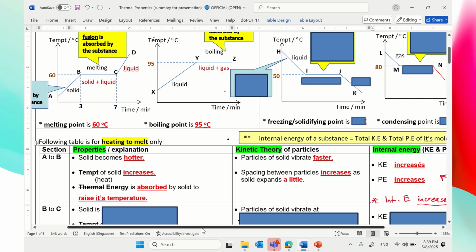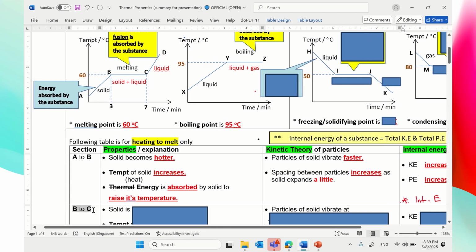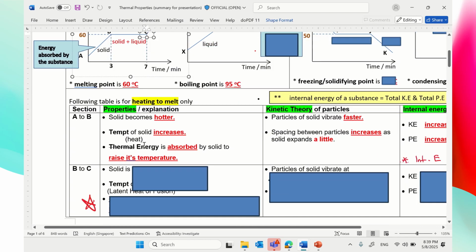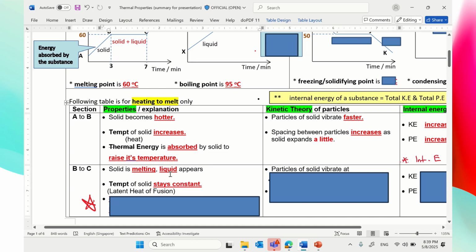Okay, now having looked at A and B, let's look at B to C. B to C in the graph is about melting. Now, melting means something again. From B to C, the physical part of it is, the solid is melting and liquid starts to appear. So there are two states there, solid and liquid. Temperature stays constant. And during this point, latent heat of fusion is absorbed by the solid.